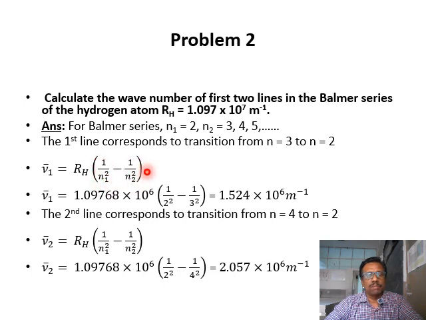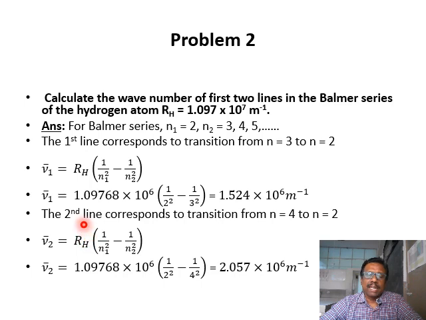So in this equation, it is mentioned that calculate the wave number of first two lines. So for the first line we are going to calculate. This is the calculation. First line in the Balmer series means n1 is equal to 2, and for the first line n2 is equal to 3. So substitute n1 is 2, n2 is 3, then calculate it. You get 1.52 into 10 to the power of 6 per meter. This is for the first line.